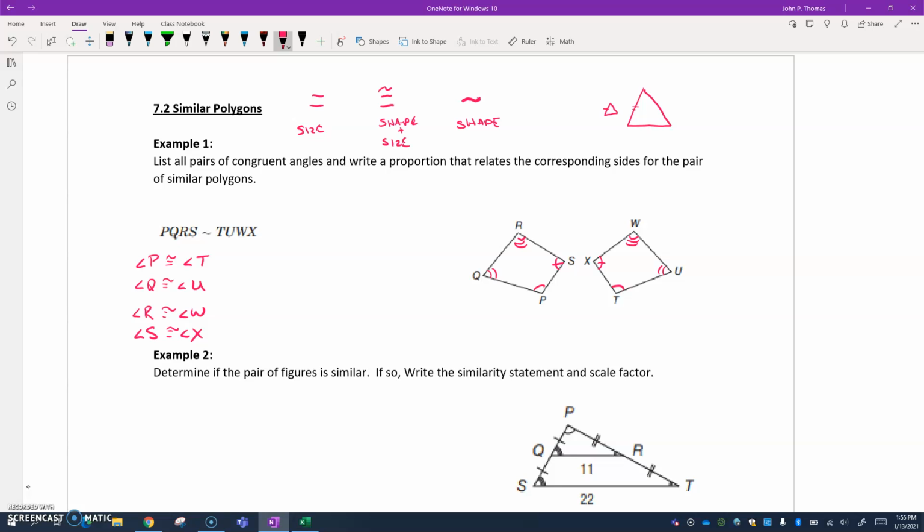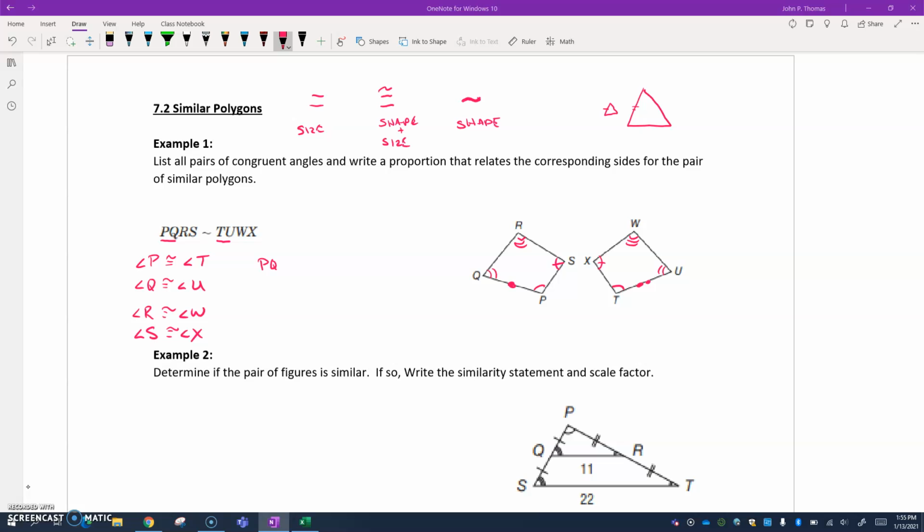Now, the other thing that we get is the fact that the corresponding sides are proportional. What that means is if I take one side, let's just say PQ, and I take the corresponding side on the other one, which is TU, so we're looking at this bottom one down here and this bottom one here, and I take the ratio of their lengths, PQ over TU, that has to be the same for any of the sides.